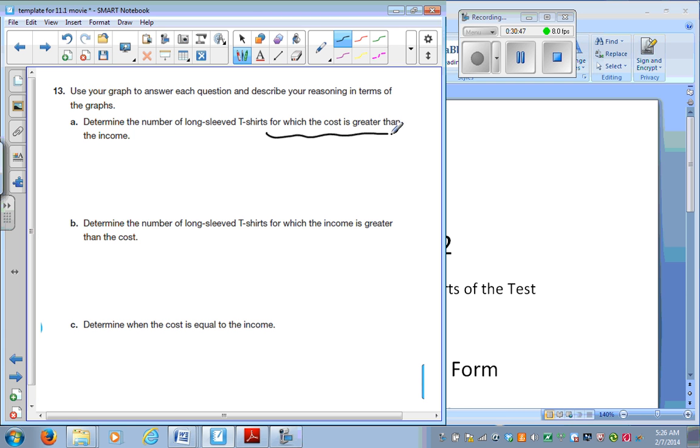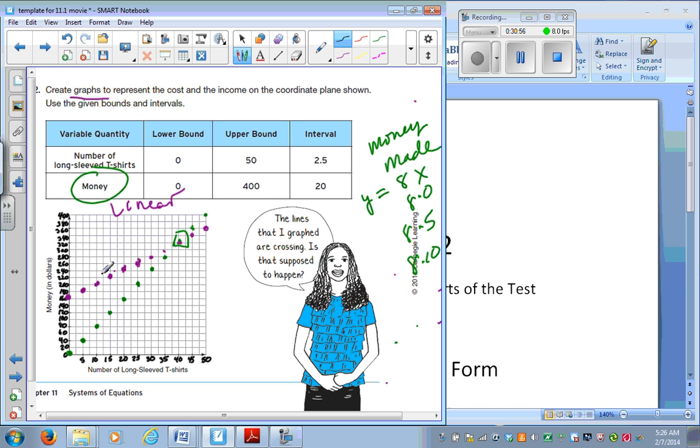Determine the number of long sleeve t-shirts for which the cost is greater than the income. So I want to see where it costs more than you would actually make. So if you're looking, here's your cost, which is this purple one. This is the amount of money that you would make in the green. So for all the way up here, your cost is actually higher than the amount of money that you make, which makes sense. If it cost you $160 just to even make no t-shirts, well, you start out $160 behind before you even start selling the t-shirts. Hopefully you're going to sell enough that you'll get that $160 back. But you're going to start off $160 in the hole.